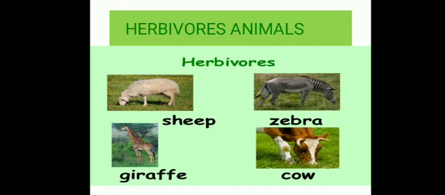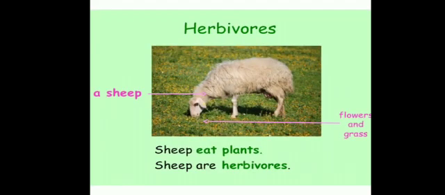Okay. In this category, animals are divided into 4 categories. First one is herbivore animals. Herbivore animals are those that feed only on plants. They don't eat meat, flesh, etc. Cow, sheep, zebra, buffalo, these are all herbivores.